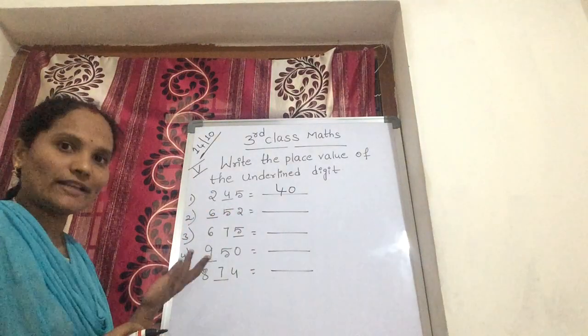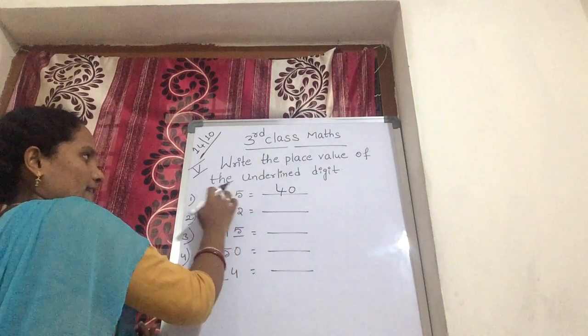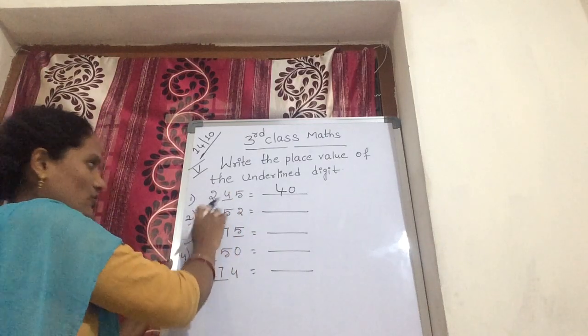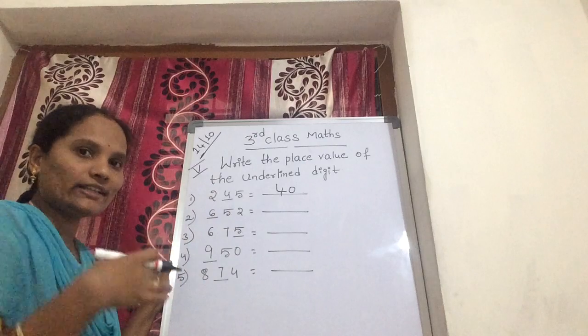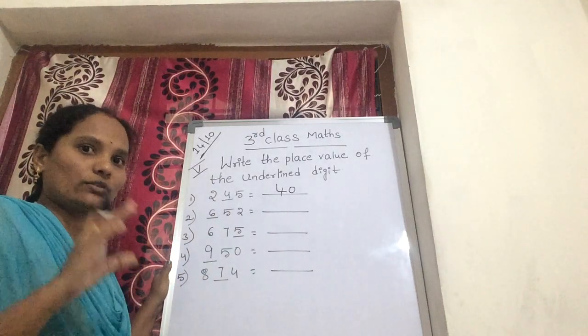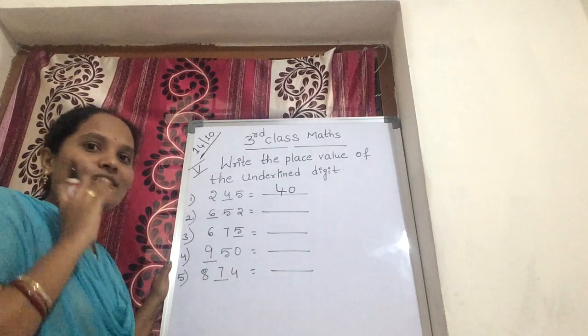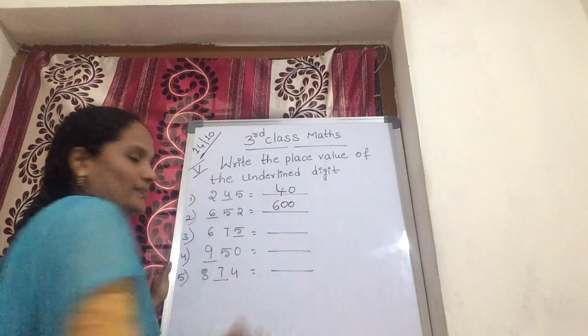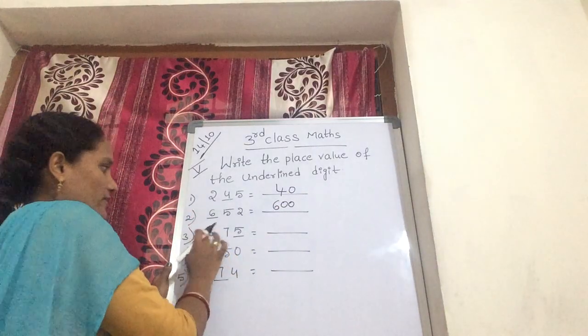652. We are checking place values. Ones, tens, hundreds. In the hundreds place, which number is there? 6. You read it as 600. So what is the place value of 6? 600. You should write 600 here. Okay, Amma? Let's see the next one.